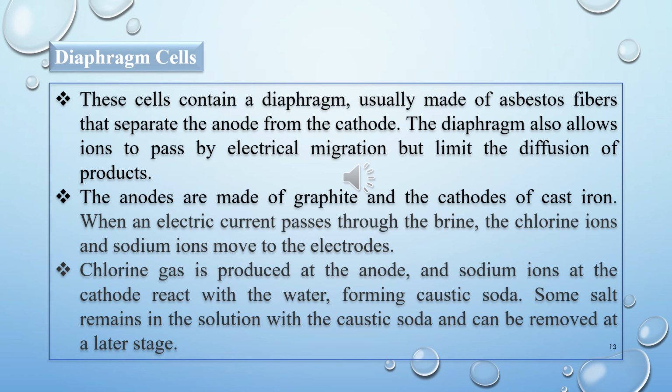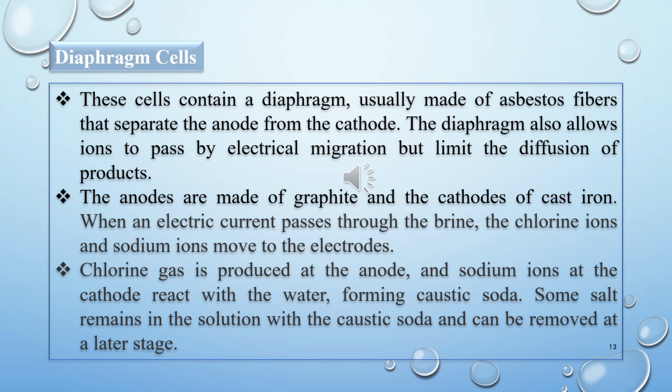We also discussed in that process that we prefer the diaphragm cell and membrane cell over the mercury cell, because the mercury cell uses more energy as compared to both of these cells. We also said that the mercury cell produces methyl mercury carcinogenic compounds, so the mercury cell is replaced by the diaphragm cell.